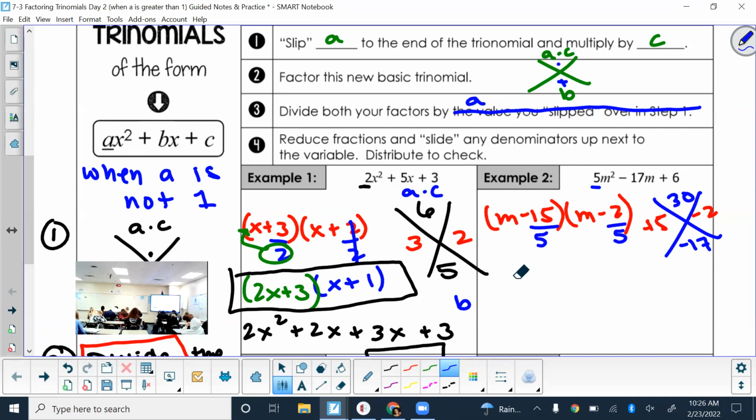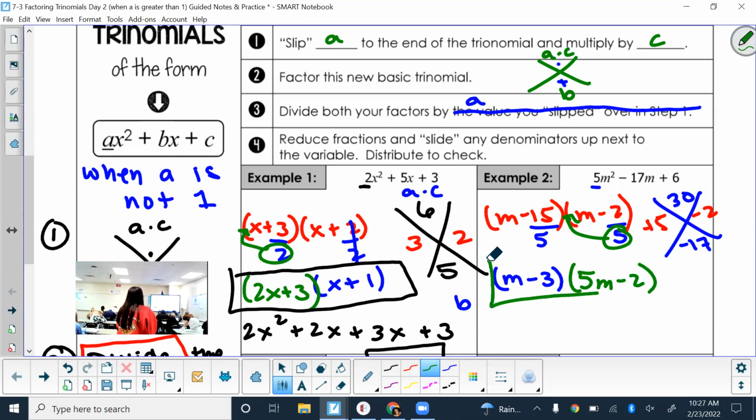In this one, it works out nicely. What's -15 divided by 5? So m - 3. This one doesn't work out nicely. Can we reduce the fraction anymore? No. So that's when you slide that denominator in front of the m, and it gets rewritten as 5m - 2. And then you can always distribute to check.